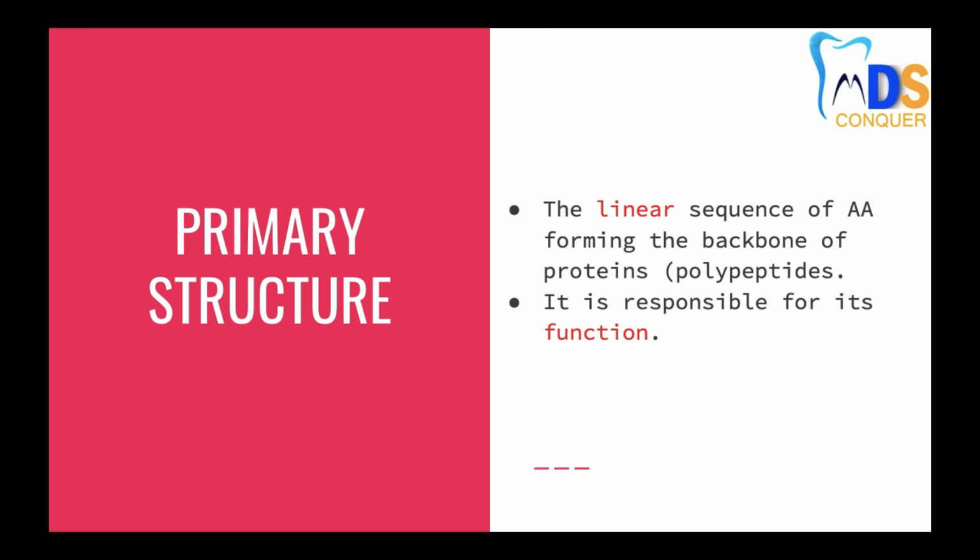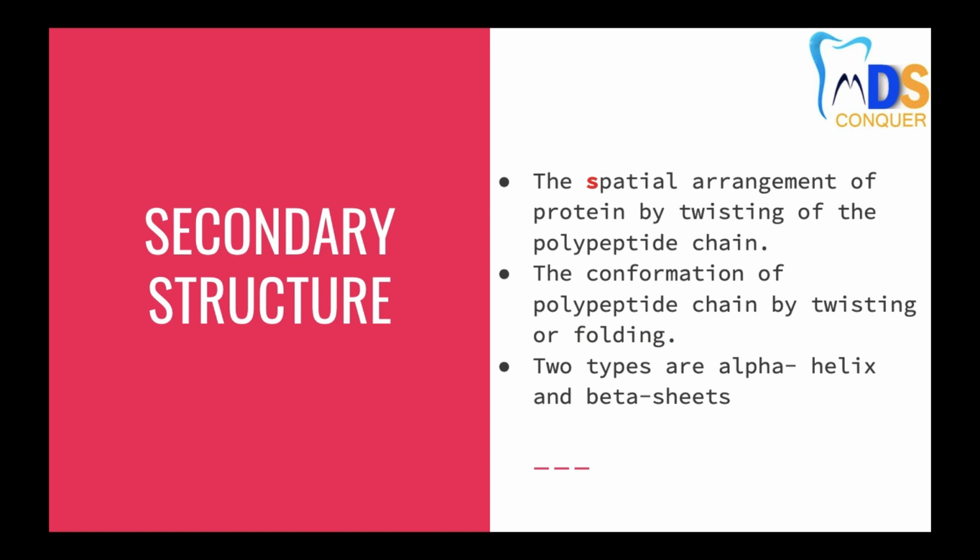So coming to the primary structure, you need to focus mainly on these 2 points. That is, the linear sequence of these amino acids is the main thing that you have to focus on in the primary structure. And the primary structure is mainly responsible for its function. The biological function of the enzyme is mainly concerned with the primary structure. The secondary is very simple.